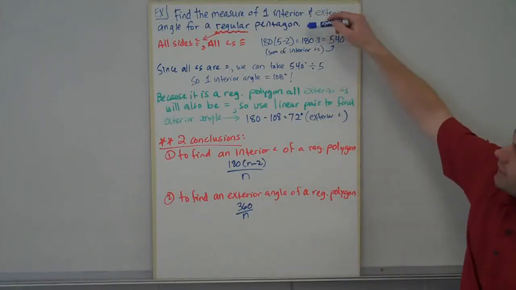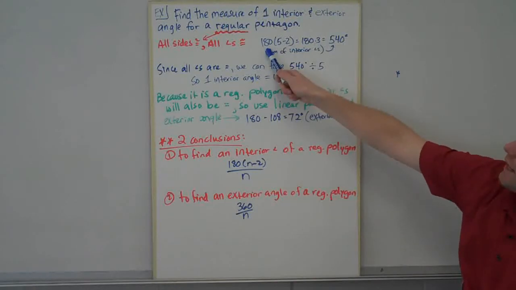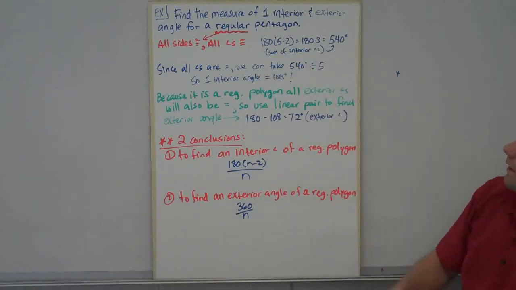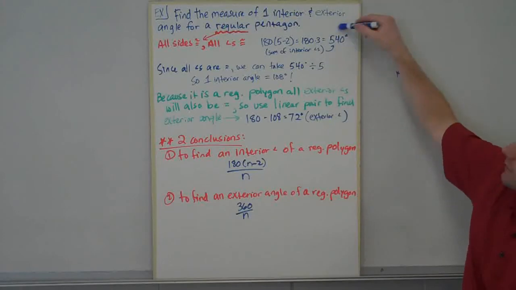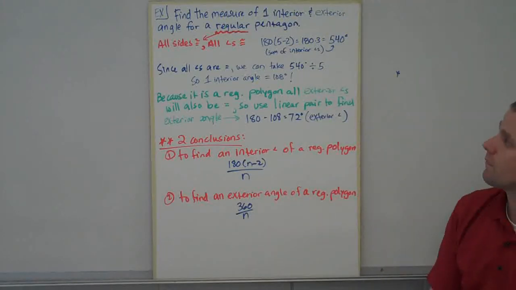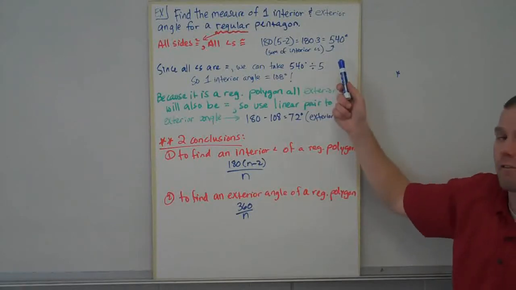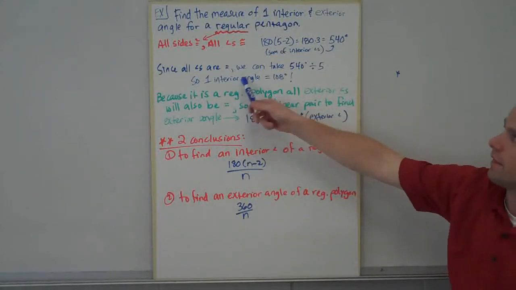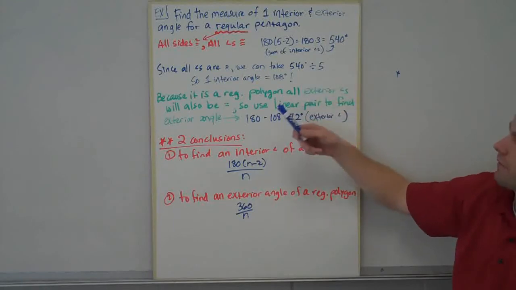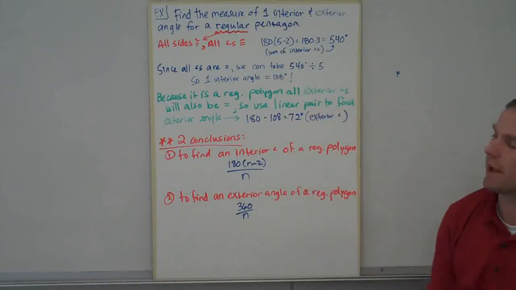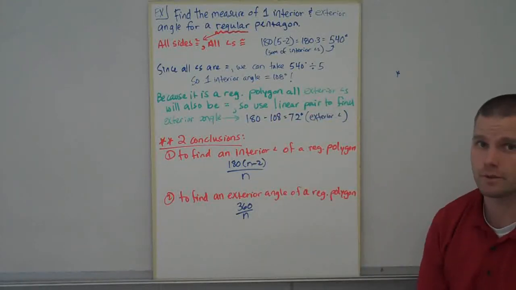So, in a pentagon, I know if I take 180 times 5 minus 2, I know that all of my interior angles add up to equal 540 degrees. So if the inside is 540 degrees, and I've got 5 angles because it's a pentagon, then I can take 540, divide that by 5. I know that each interior angle should be 108 degrees.